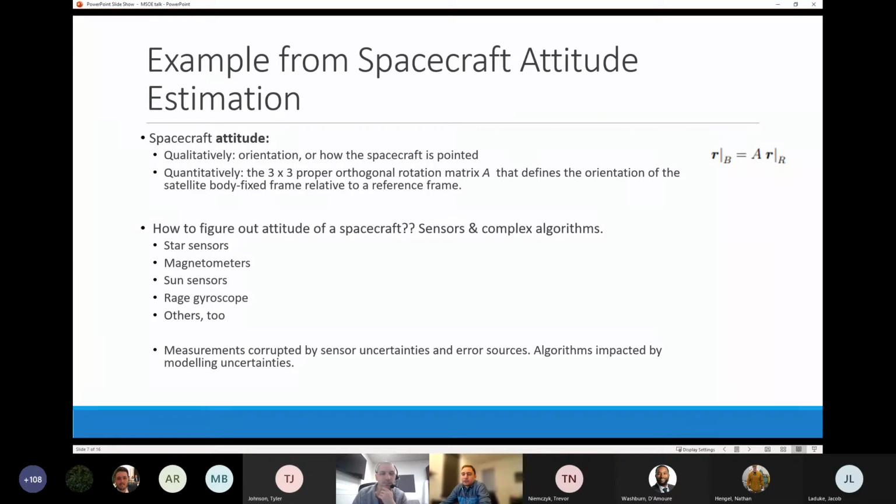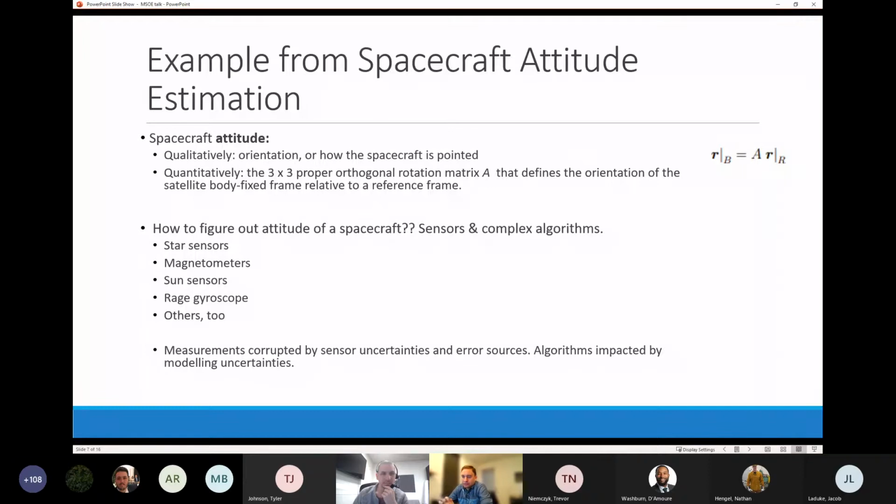Rate gyroscopes, oh, typo there, it's supposed to say rate gyroscope. Those are sensors that measure angular velocity. So they don't give you attitude directly, but you can combine them with directional sensors to smooth out your attitude and help figure things out.